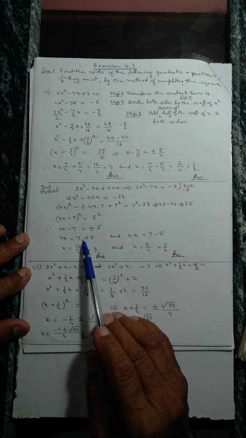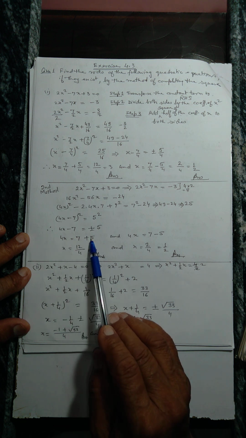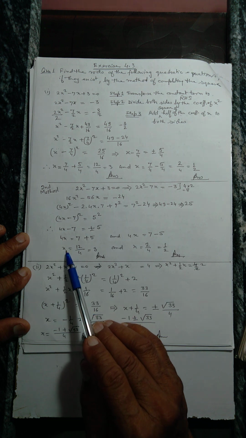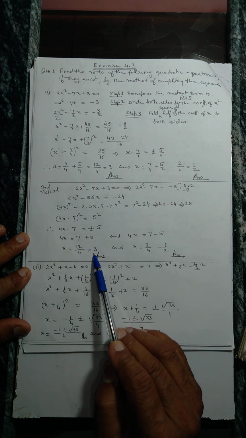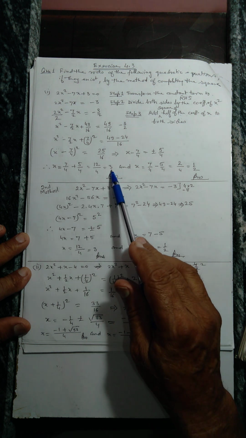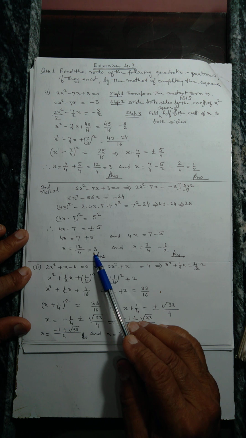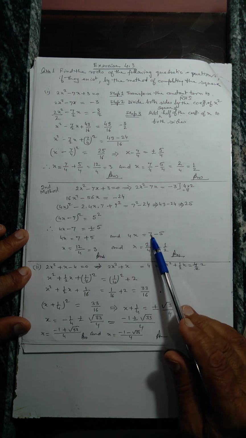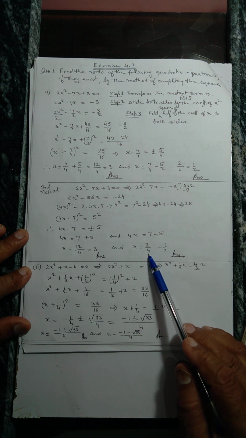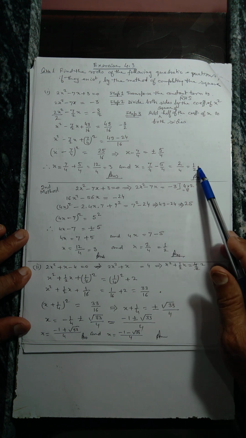Once you take the positive sign, 4x will be equal to 7 plus 5. So x will be equal to 7 plus 5, that is 12 by 4, which is 3. You see, the answer is 3 in the first method. Here also the answer is 3. Now 4x is equal to 7 minus 5, that is 2 by 4, which is 1 by 2. Here also 1 by 2, you see.